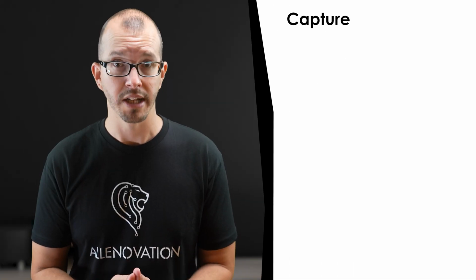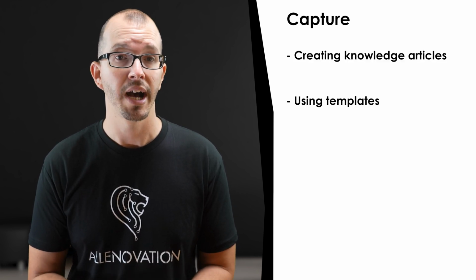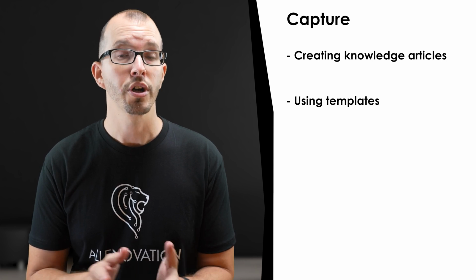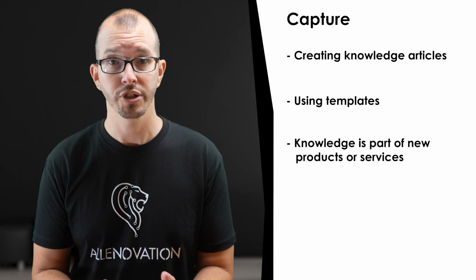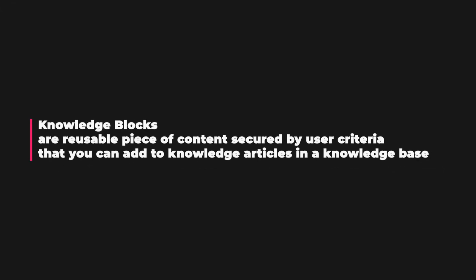The knowledge capture process relates to creating knowledge articles, using templates to provide consistent formatting, ensuring knowledge articles are part of new products or services within your organization, and using knowledge blocks. Knowledge blocks, which were introduced in the London release, are reusable pieces of content secured by user criteria that you can add to knowledge articles in a knowledge base. User criteria can be specified at the block level, which controls if users can read or cannot read the block content. So let's take a look at an example use case.